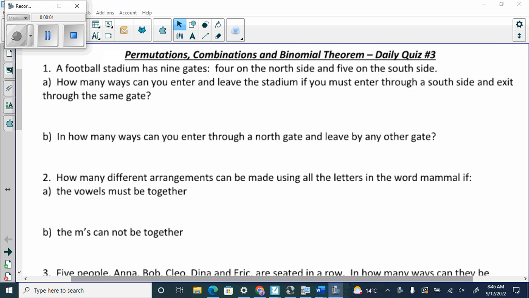A football stadium has 9 gates, 4 on the north side, 5 on the south side. How many ways can you enter and leave the stadium if you must enter through a south side and exit through the same gate?